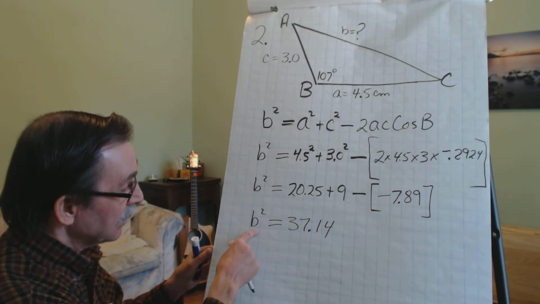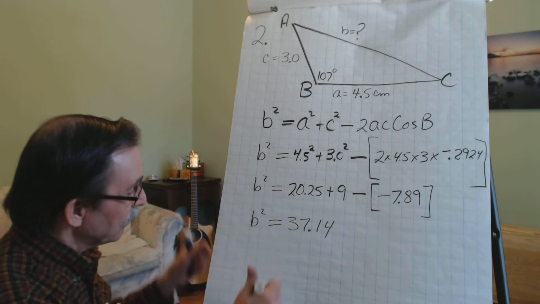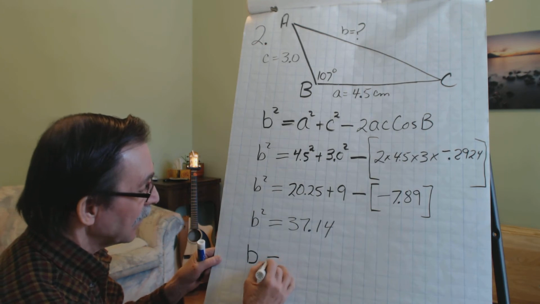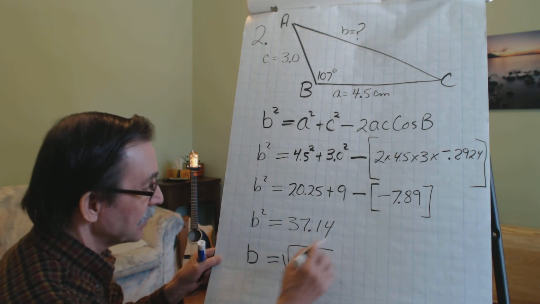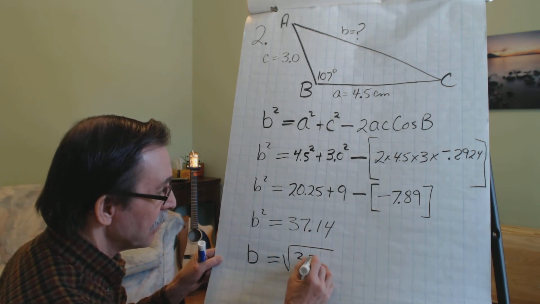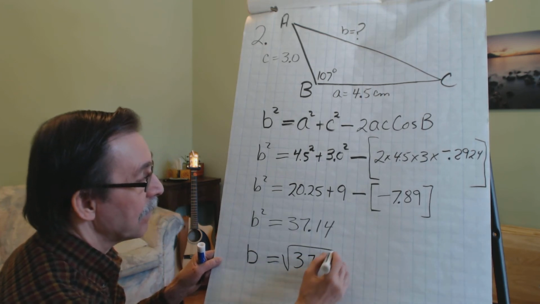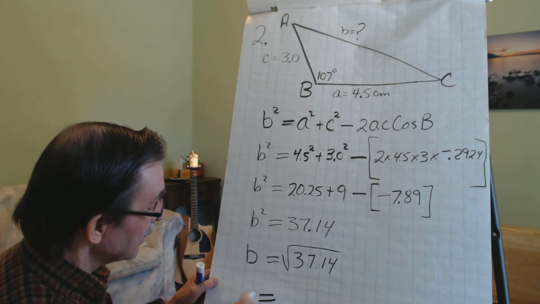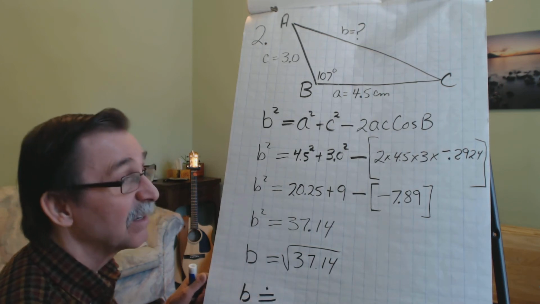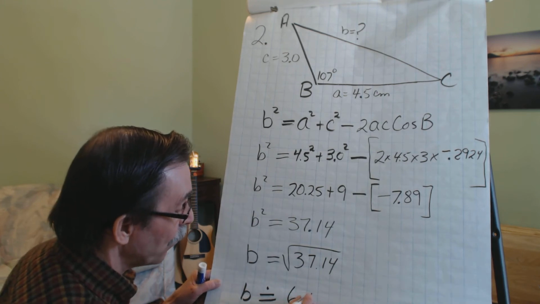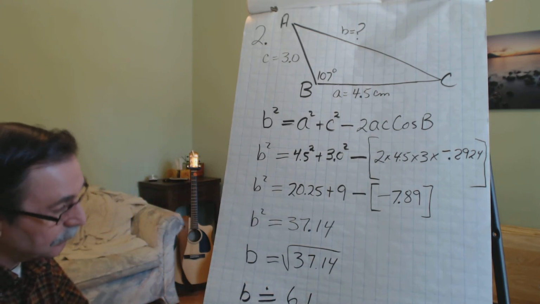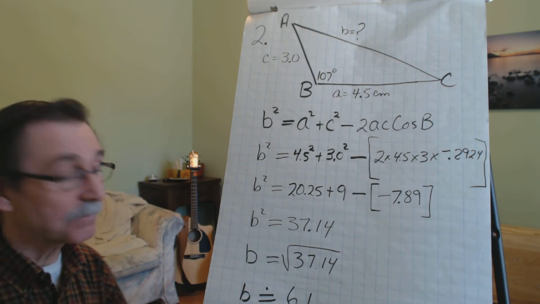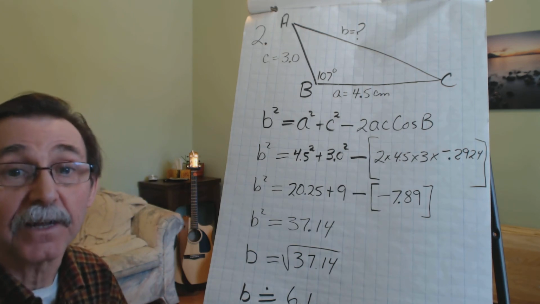Okay, so how do we undo a square? Well, we take the square root, so we take this and just make it b, and take the square root of 37.14, and guess what? That will be in the neighborhood of 6, and the exact, well, close enough, is going to be 6.1. And it just barely fit into the screen. How about that?